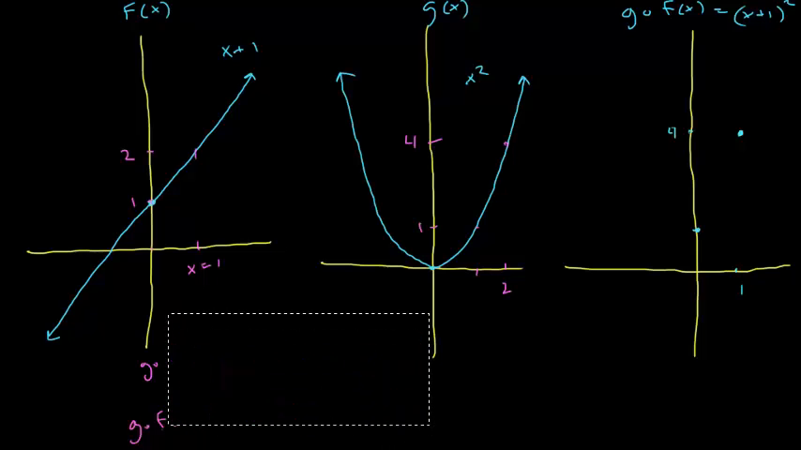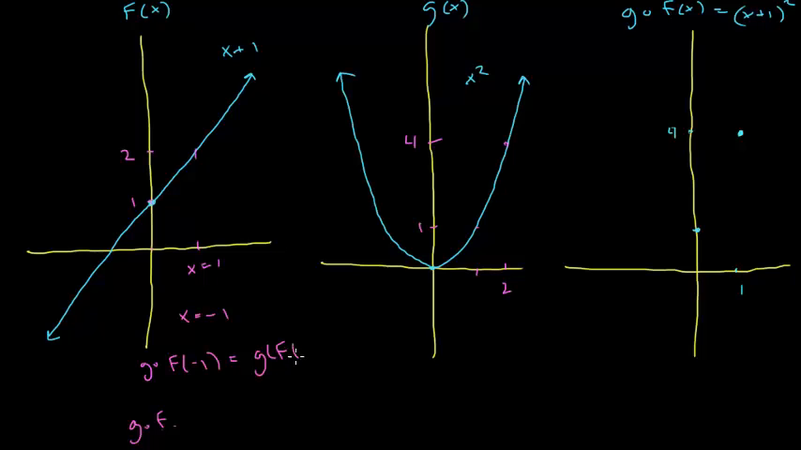Let's look at x equals negative 1. So g composed with f of negative 1 is g of f of negative 1, which is, well, f of negative 1 is 0, and g of 0 is 0. So what we get is a point that is right here. It has an x value of negative 1 and a y value of 0. Now, if we connect these, you can take my word for it, or you can check it yourself, we're actually going to get a parabola.